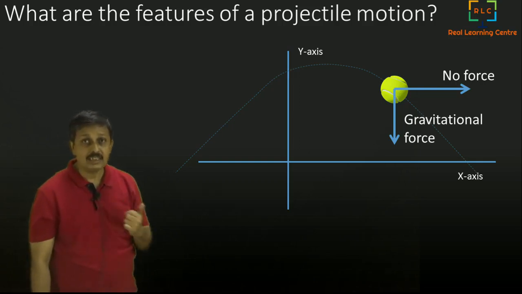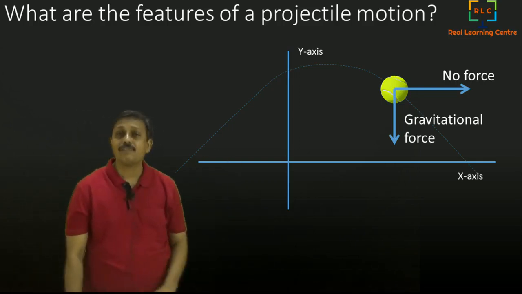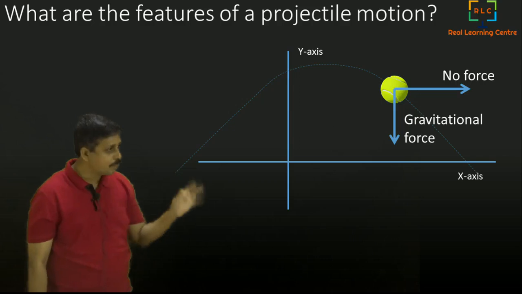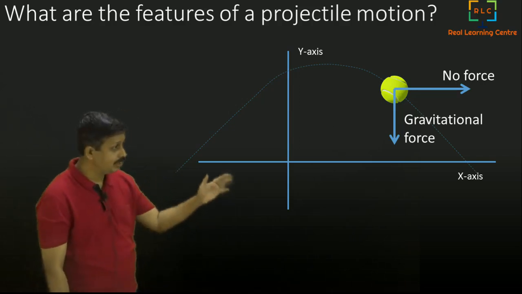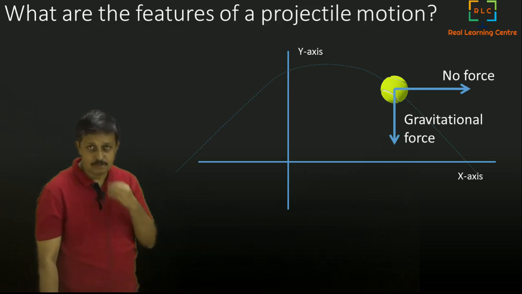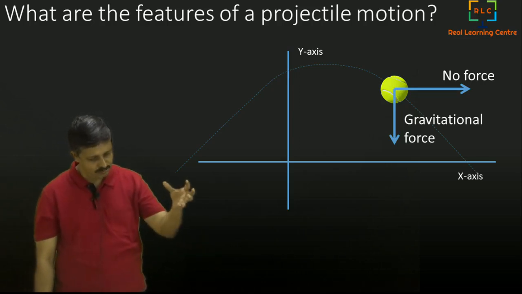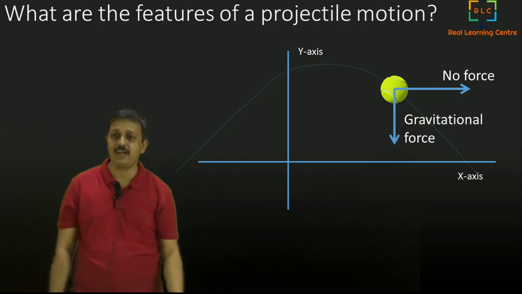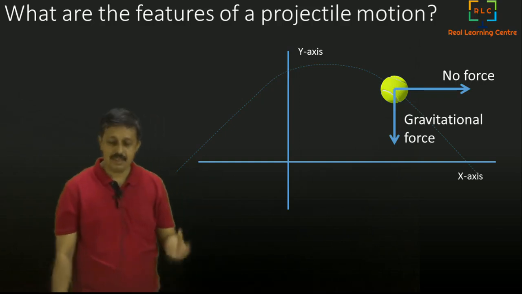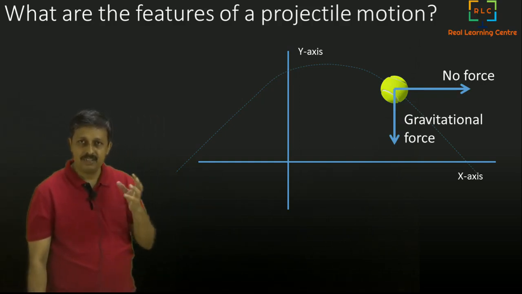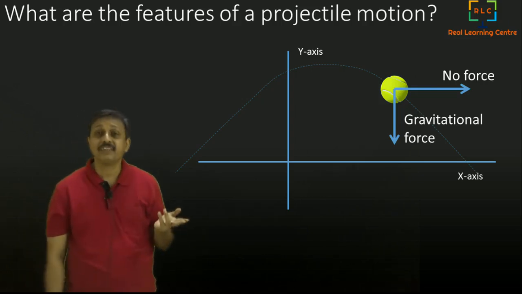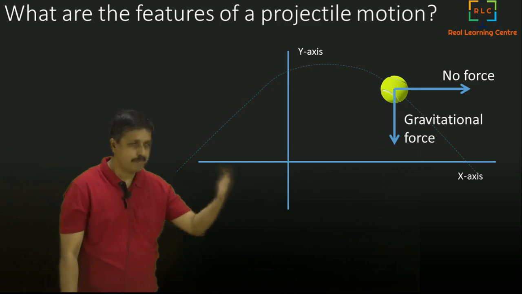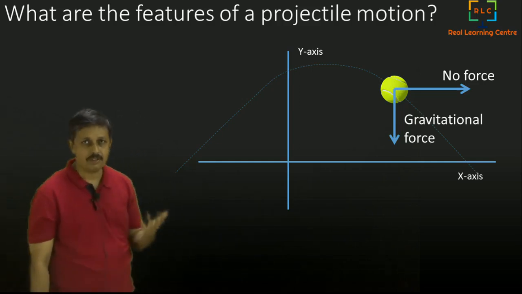So in one direction there is no force, in another direction there is a gravitational force. This gravitational force, for all our practical problems, is a constant force. It's not a force that is varying. Actually speaking, the gravitational force varies slightly when you move away from the earth, but the variations are so small that we can say the gravitational force is constant for all our practical purposes.